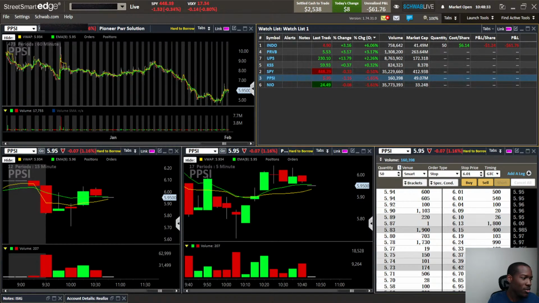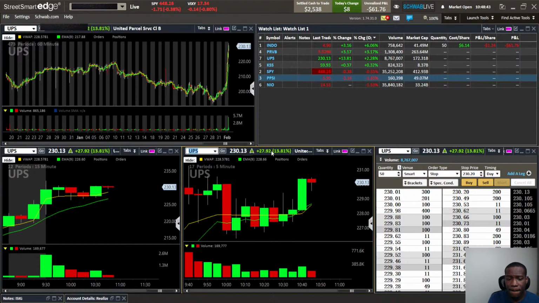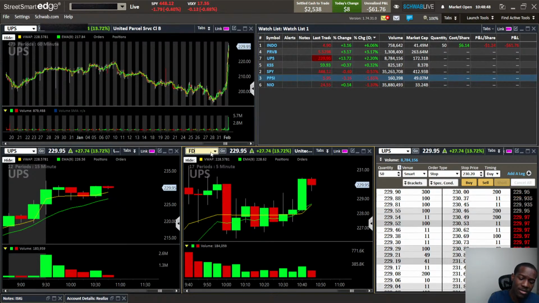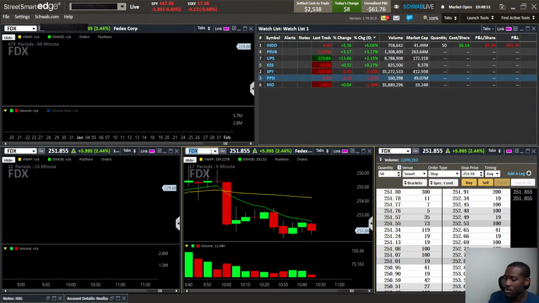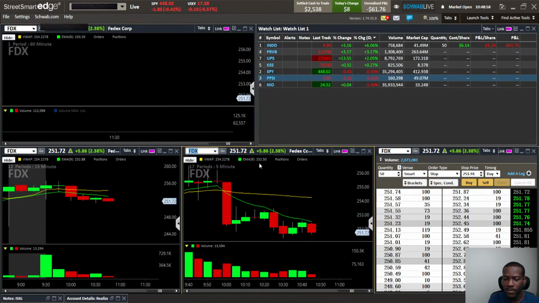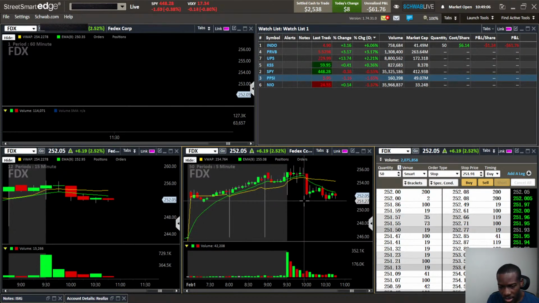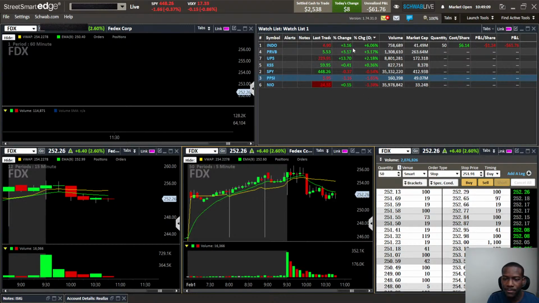FDX can only go up, maybe if it's a sympathy play on UPS, maybe. But what if it doesn't? What if it reverses? What if it starts losing out to UPS, which it looks like it's trying to do? It has a bottom here at the 251. Wondering, can it go ahead and break that 250 down?